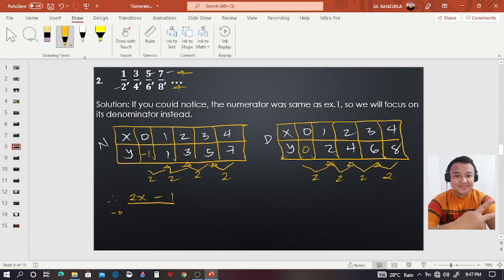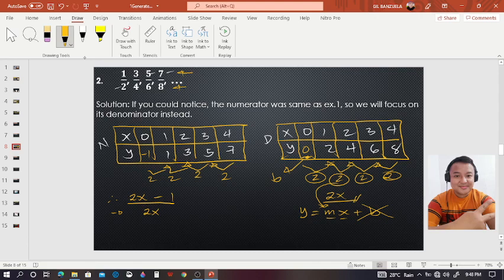The rule behind the denominator is 2x. Remember, guys, that our basis is the slope-intercept form y is equal to mx plus b. Since your y-intercept b is 0, we are not going to write plus 0 anymore, so what is left is mx. We know that the common difference 2 will play the role of the slope of the line. That's why we arrived at 2x. So therefore, the denominator here is 2x.